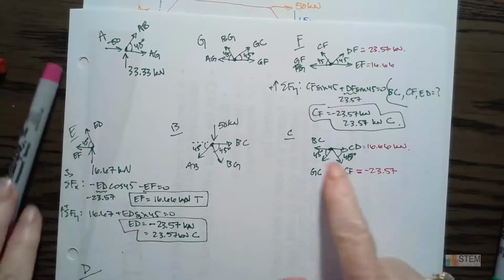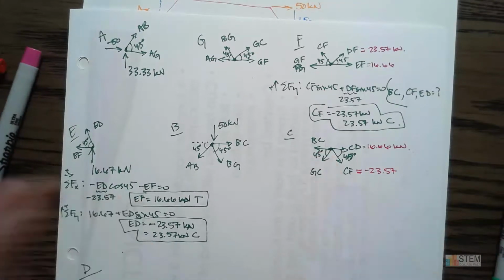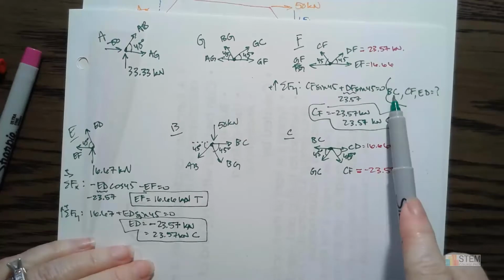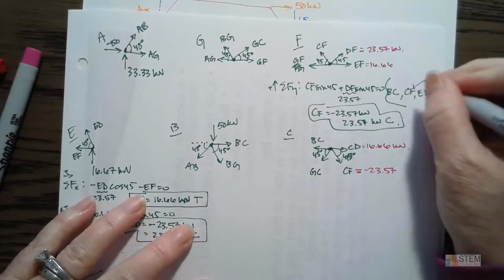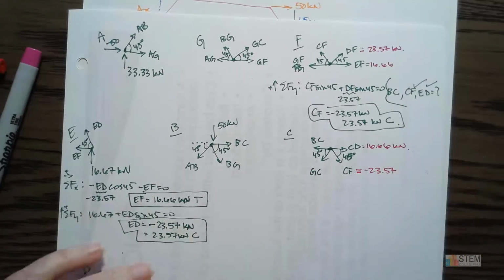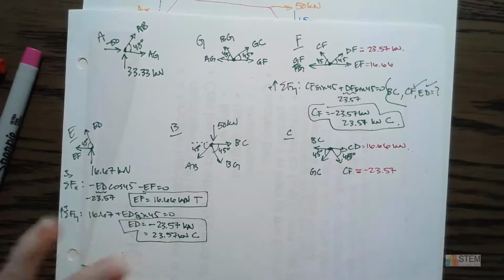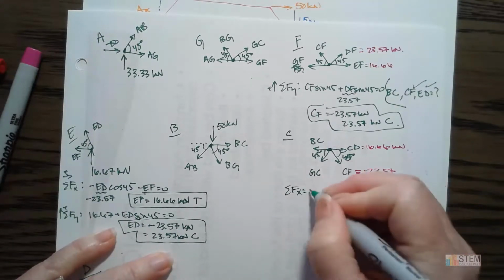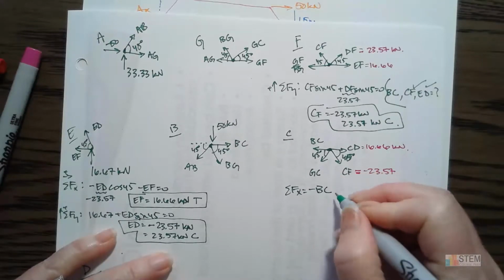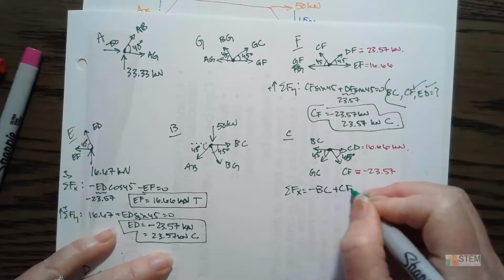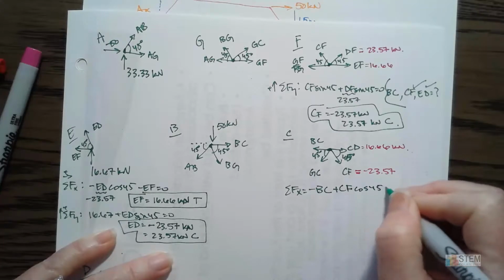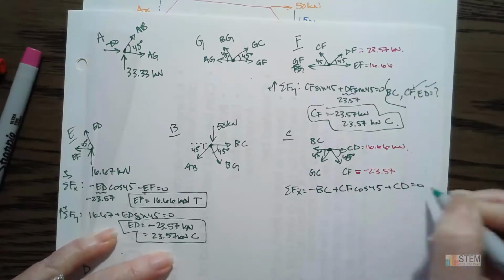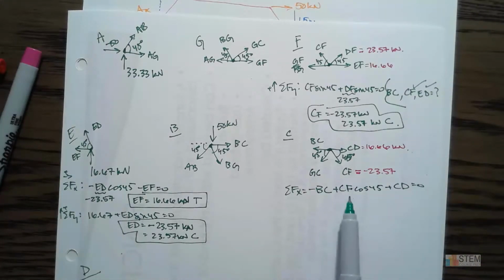Now we're left with 2 unknowns, BC and GC, but the only one I care about is BC at this point, right? Because I already found these 2. So BC is the one I care about, so that's on the x-axis. So let's just do the x equation, and we'll get what we need. All right, so we got negative BC plus CF cosine 45 plus CD.